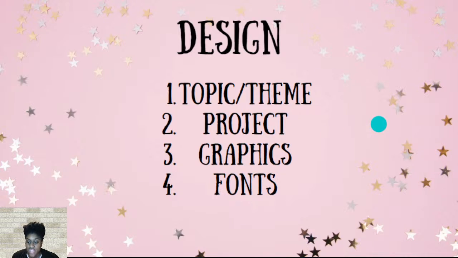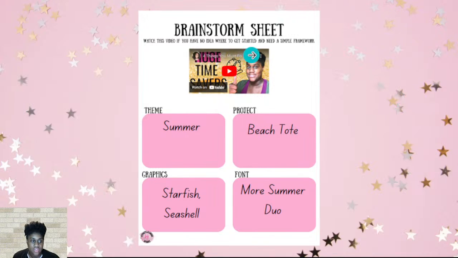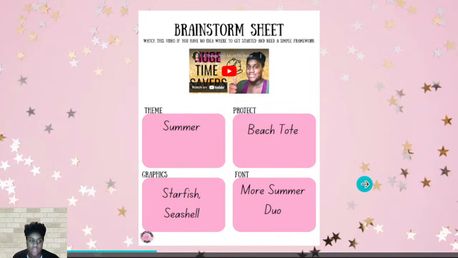I do have, in that planner that I talked about at the beginning of this training, a brainstorm page that helps you go through all of these things. And I'll show you that also once we get to that point so you can see what that looks like. So here's the brainstorm sheet that I just talked about. You just put down your theme, your project, your graphics, and your font, and then you have everything on that brainstorm page. So when you get ready to make your design, it's all right there for you.